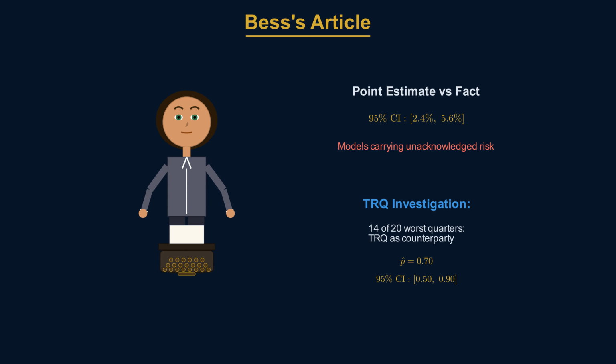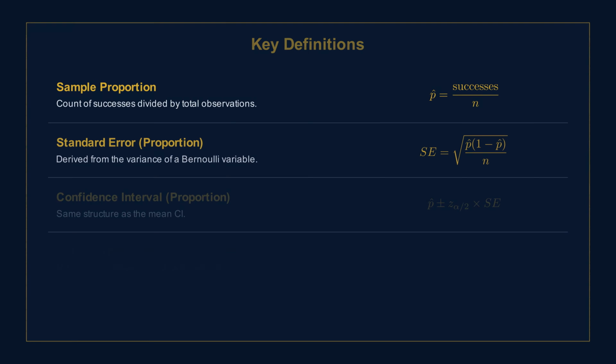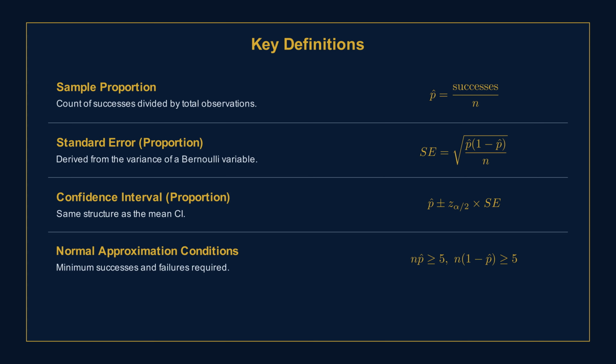The lower bound of her interval sits right at that threshold. But with n equals 20, the interval spans almost 40 percentage points. It's too wide to support a publishable claim, so she closes her file, wondering exactly what happened between Callaway Partners and TRQ. So that's the confidence interval for a proportion that follows the same structure as the mean.